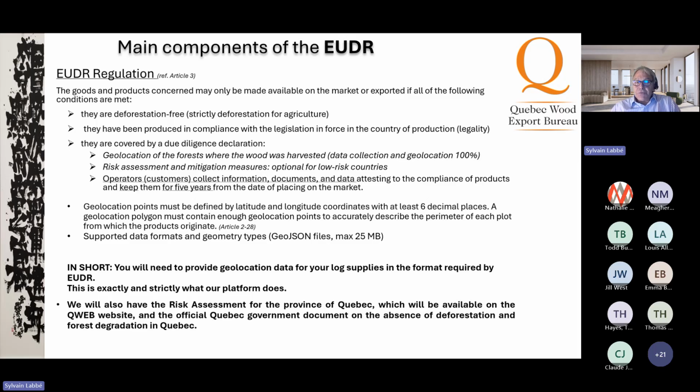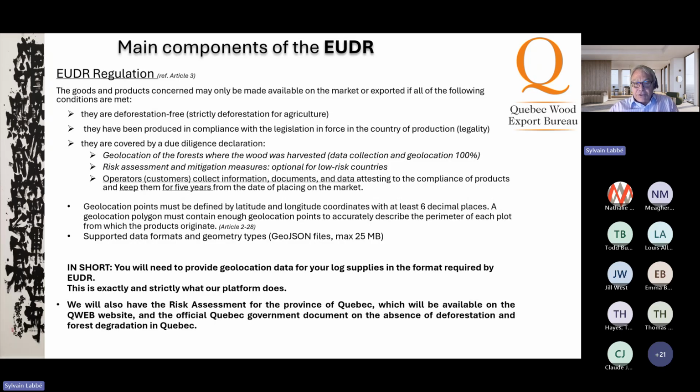The geolocation point is defined by latitude and longitude coordinates with at least 6 decimal places. The polygon must contain enough geolocation points to accurately describe the perimeter or the shapefile of the land. Supported data format is GeoJSON files.